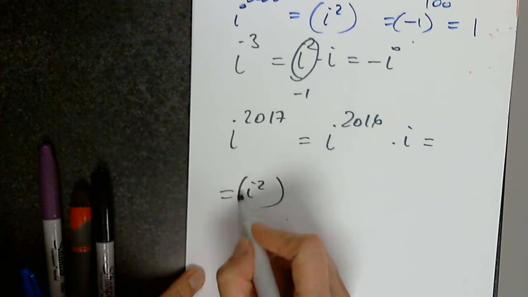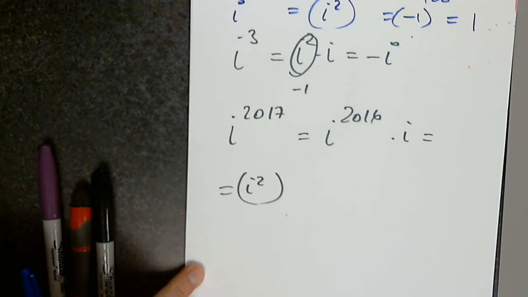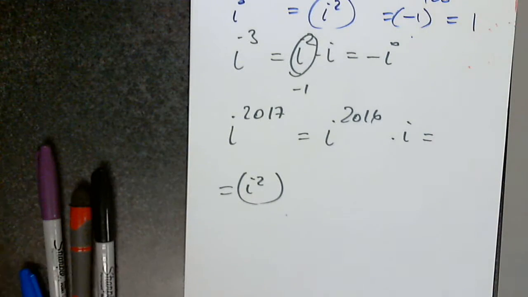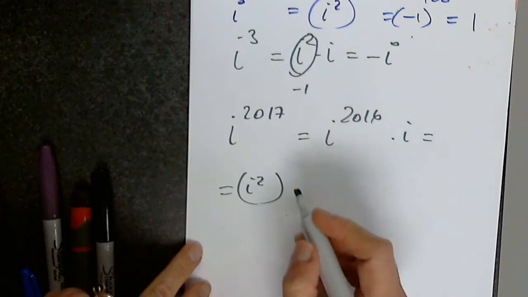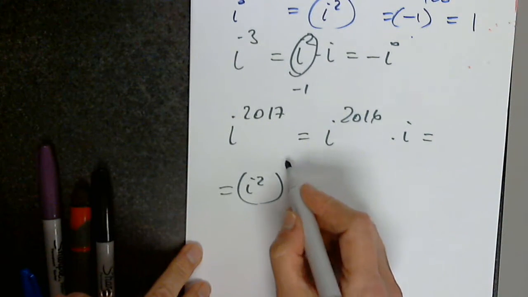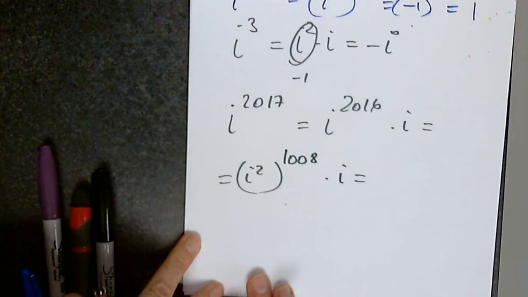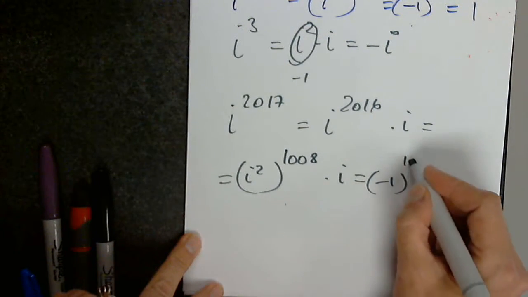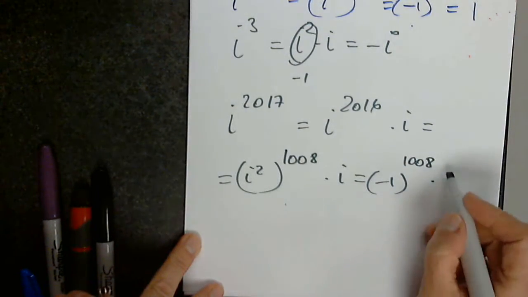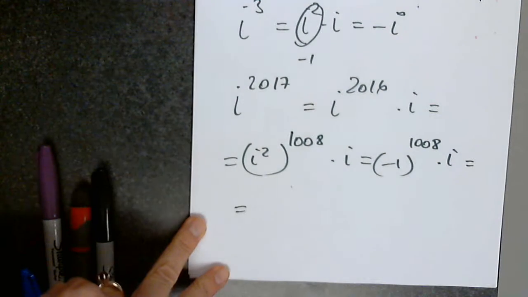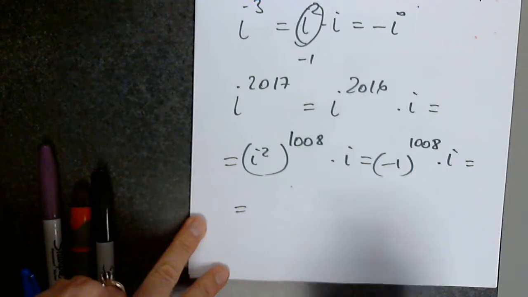So i squared raised to which power? I can divide 2016 by 2. What do I get? 1008. Very good. Times i. Now I replace i squared by -1, and -1 raised to an even power is 1, times i.